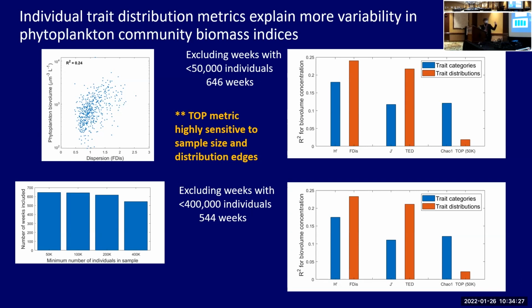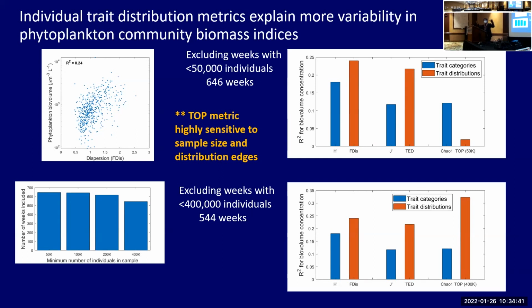And the histograms don't change appreciably when I eliminate those 100 lowest sample size weeks, until I incorporate all 400,000 available sample observations into the trait onion peeling metric. And at that point, the dynamic range is perhaps more representative, and that metric actually explains more variance than any other in terms of the total biomass.